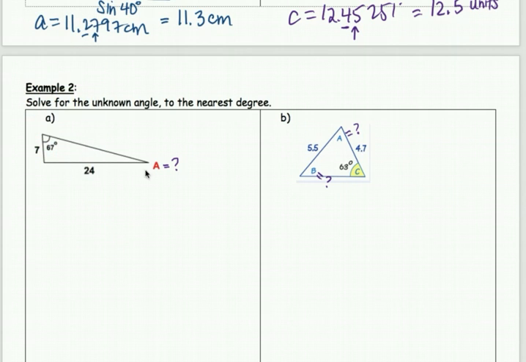Okay, so we have angle A, we don't know, but because it's looking at this side here, that's side A. The other ones, it doesn't matter what you label them, so I can call this one B and this one C, okay? So angle B is looking at this side, so this is little b. And angle C is looking at this side, so this is little c.